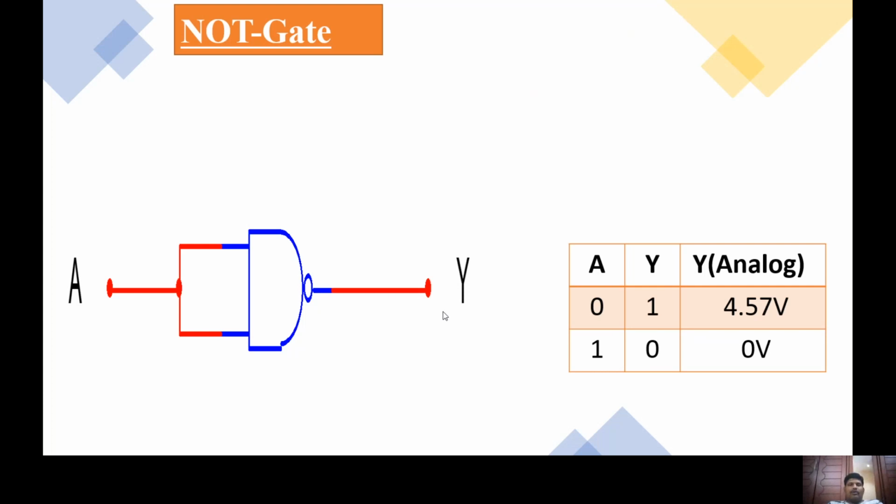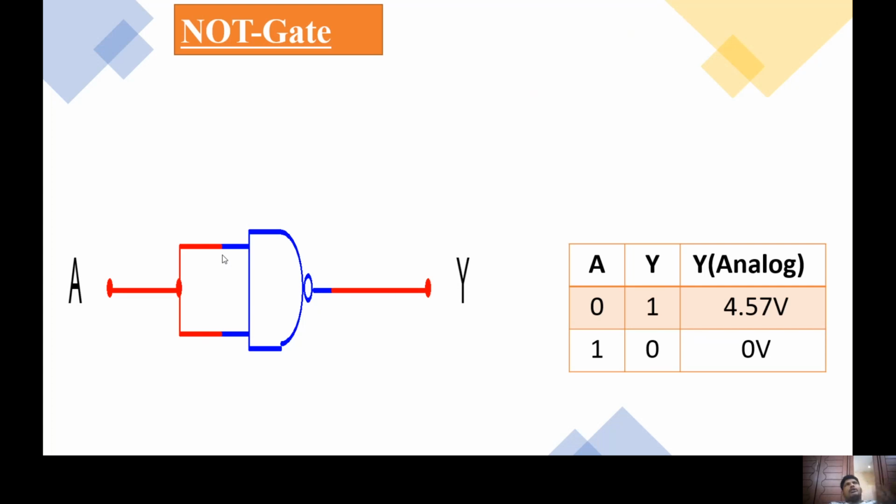So how to perform this NOT operation? The symbol you are seeing is a 2 input NAND gate, and we want to accomplish the operation of the NOT gate by using it. So what is the connection? Simply, the 2 inputs of the NAND gate we combine and provide the same input. Let us take the first case, A equal to 0 volts. So both inputs are receiving 0 0.